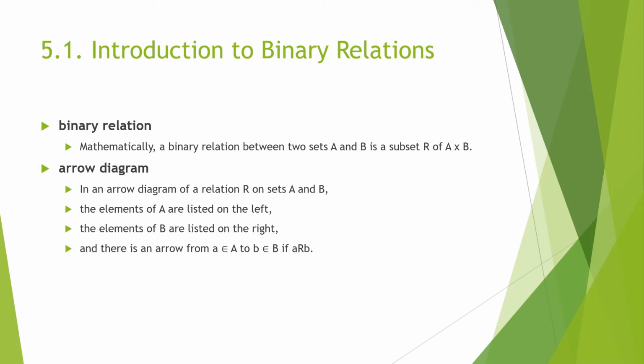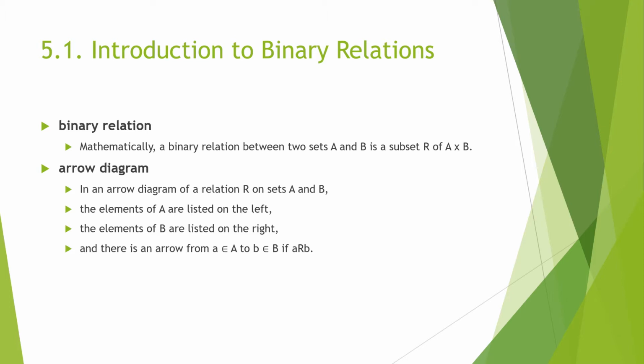Mathematically, a binary relation between two sets A and B is a subset of A times B. A times B is the Cartesian product of A and B. So any subset of the Cartesian product of A and B can be called a relation or a binary relation from A to B, or between sets A and B.